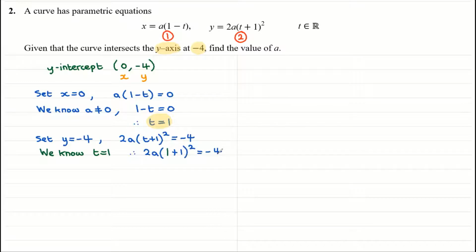Now, we could probably divide by 2 here on both sides. So this would give us a multiplied by what essentially is 2 squared must equal -2. So in other words, 4a is equal to -2. So a must be equal to -1/2. All right. And that's all we had to do for that question. It's just deducing what the value of a was going to be.